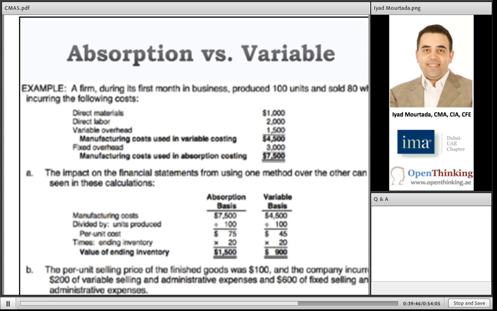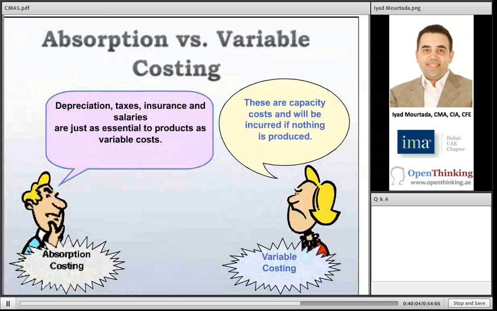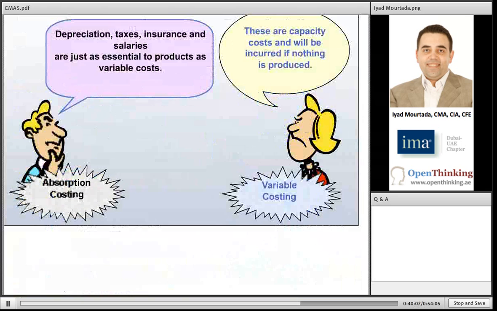So again, if you are using absorption costing, the cost of production related to fixed manufacturing overhead is captured in the cost, and that's going to be on the balance sheet. With variable costing, it's going to be expensed during the period. So these are the main two things that we need to differentiate between. Okay, so let's move on.